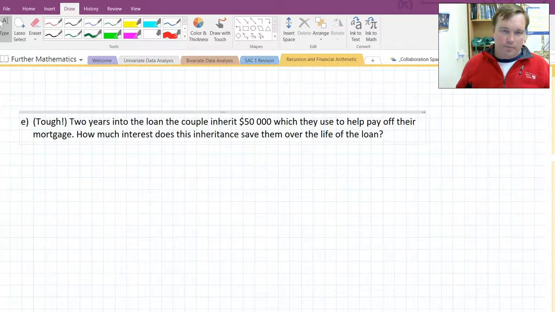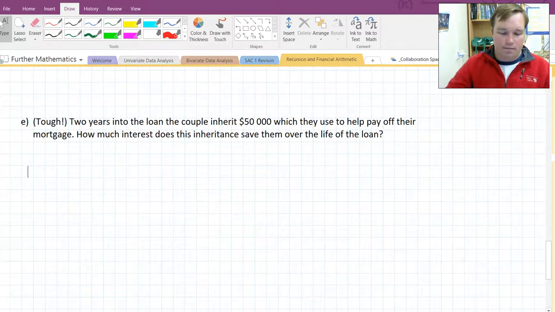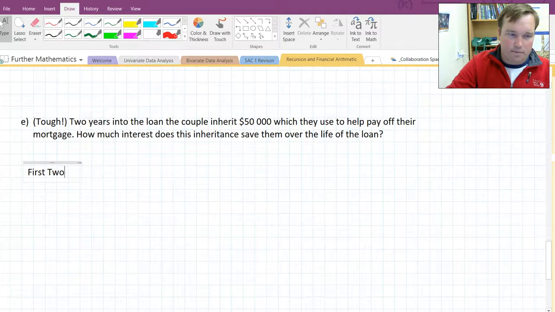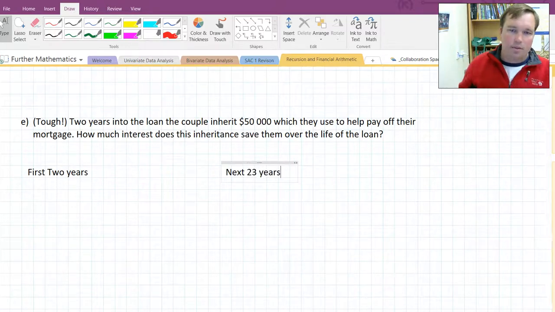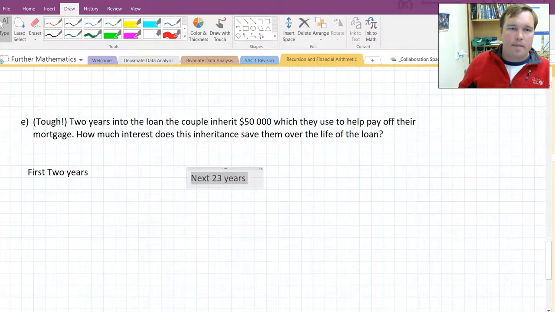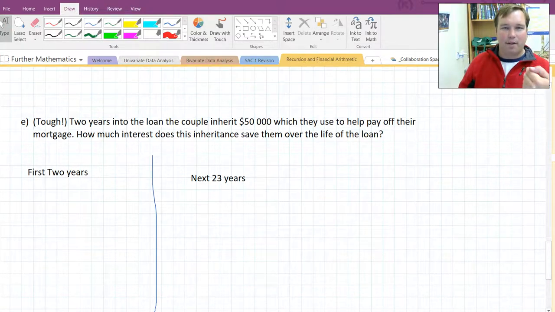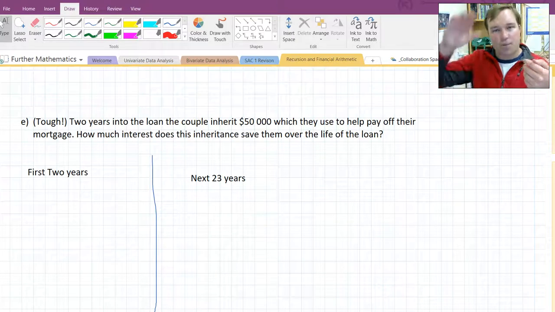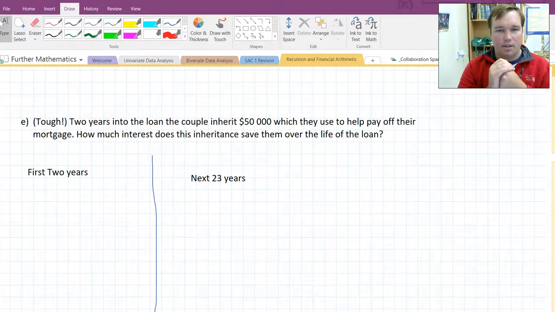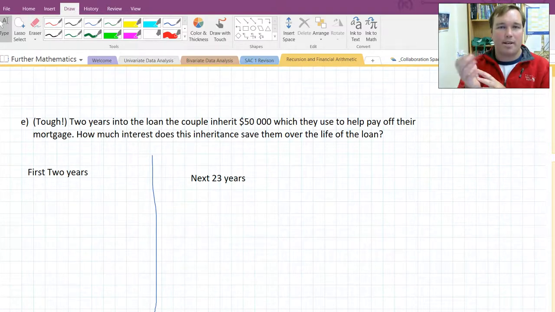Alright, so here it helps to break things down into periods. First 2 years. Next 23 years. What I want to do is work out, after 2 years of the loan, how much money did they have left to pay off? And then we're going to subtract $50,000 from that, and then start the next 23 years of the loan. And what we're going to assume, and I think this is what the assuming sentence was saying, is that the repayments remain the same.